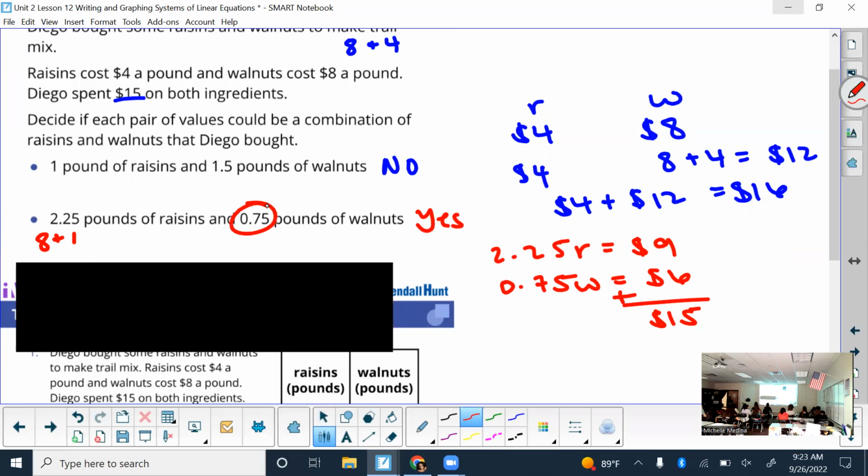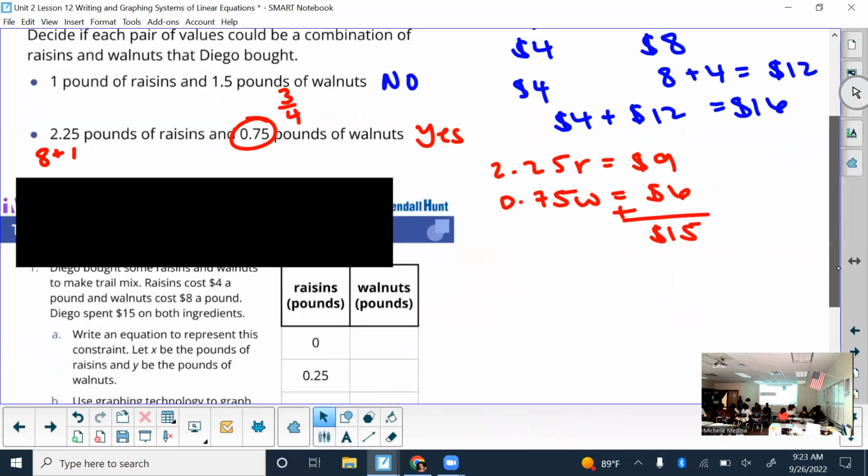And then 0.75, what's the equivalent fraction of that? 3/4, right? So if I could split the $8 that it costs for the pound of walnuts into 4, 3 of them would be 6. Or you can use a calculator and figure that out. But just because math talk, there's something without a calculator, that's how you could reach it.